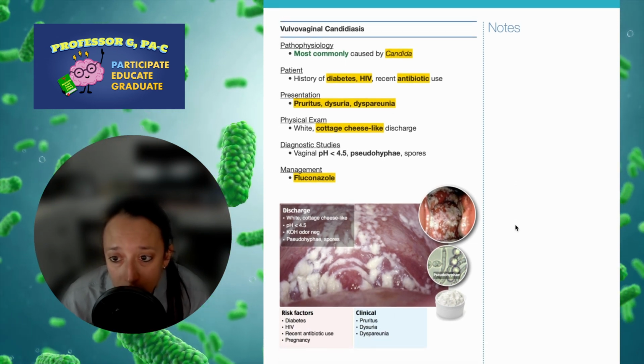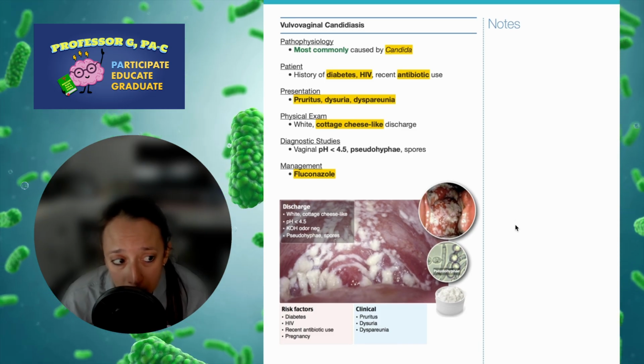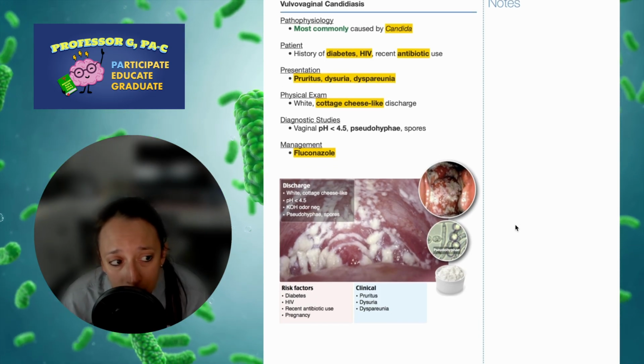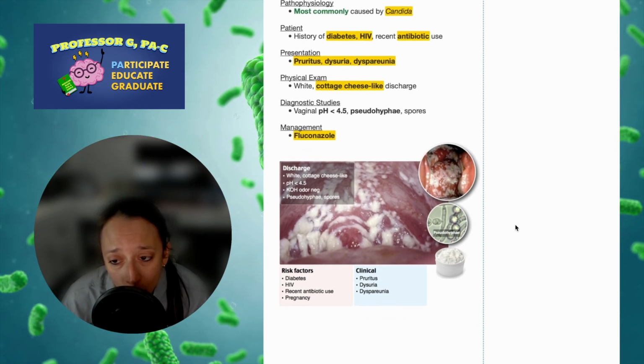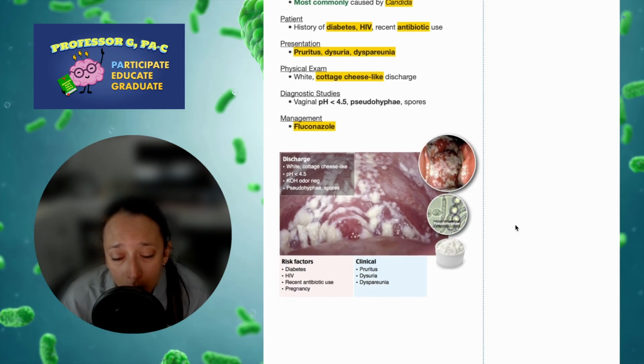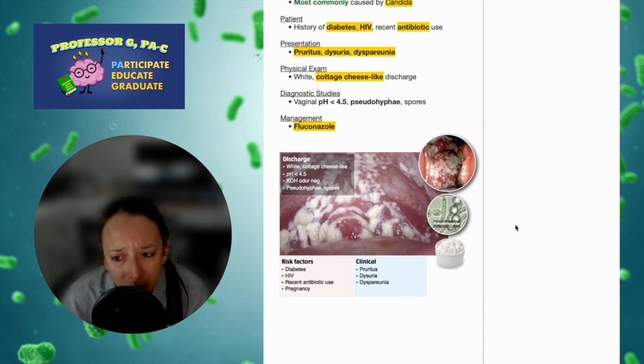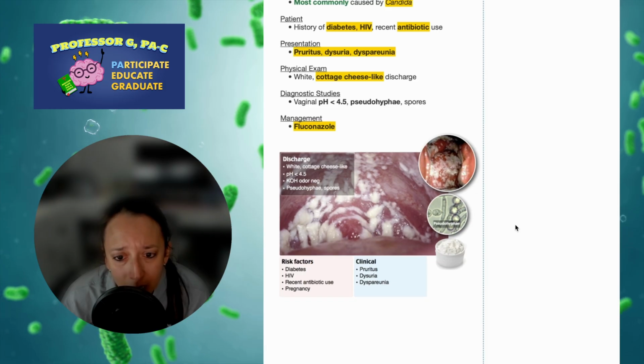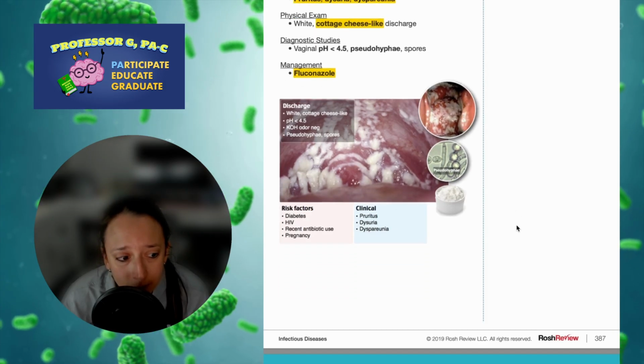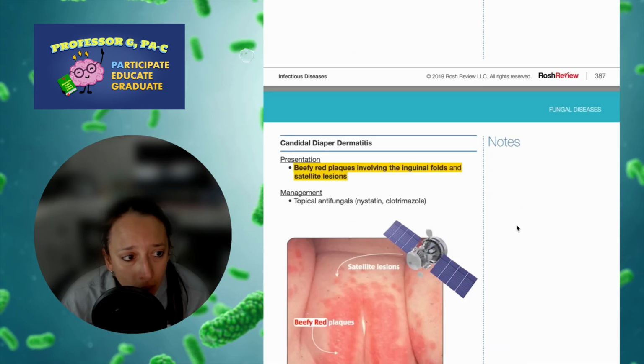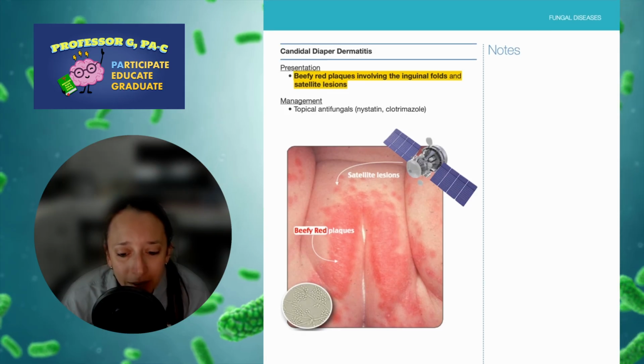And on exam, you'll see the pseudohyphae or spores on microscopy. Treatment is with a single dose of fluconazole or the topical azoles. Appropriate tip: if the pH is normal and the discharge looks kind of cottage cheesy, it's Candida until proven otherwise. Okay. Moving on to candidal diaper dermatitis.